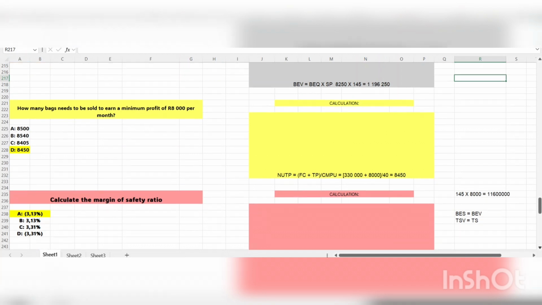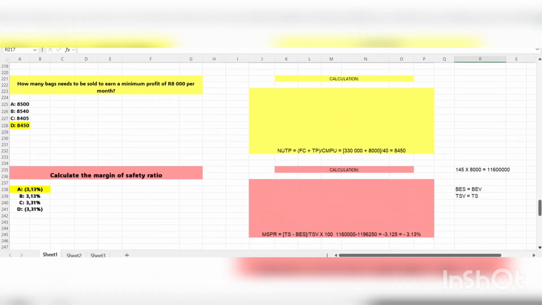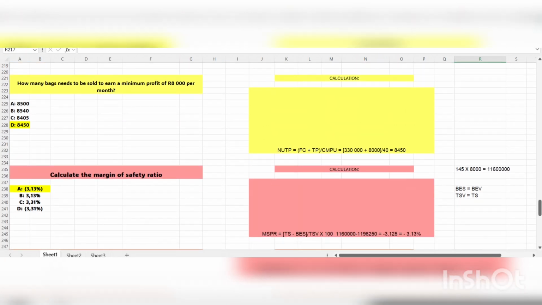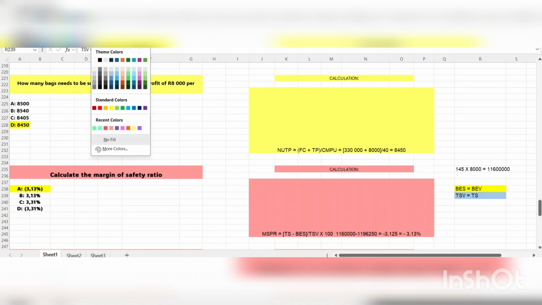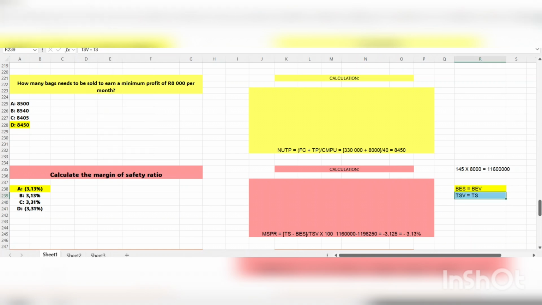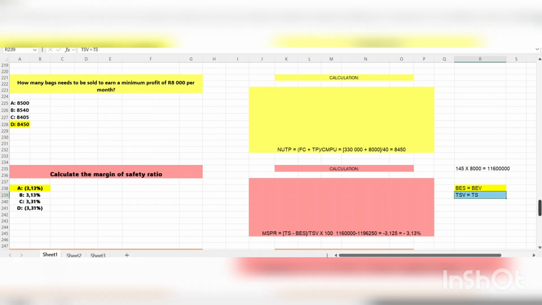And so to do this calculation, it's your total sales minus your break-even sales divided by your total sales value times 100. Your break-even sales is equal to your break-even value, okay? And your total sales value is equal to your total sales. Substitute those formulas and it's going to give you answer choice A.